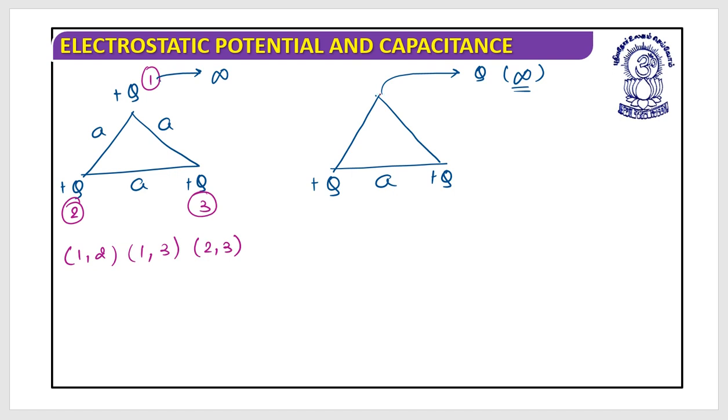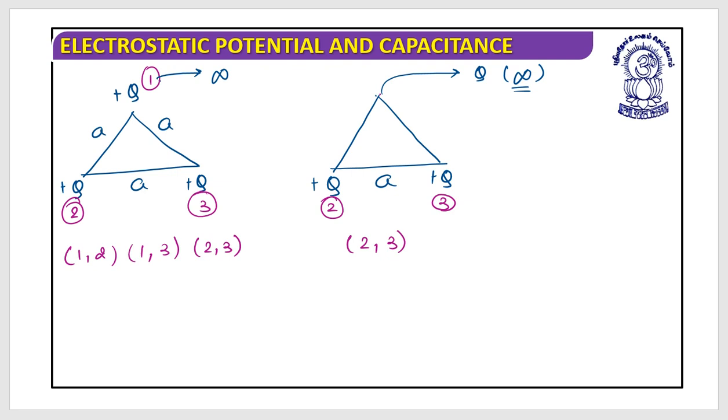It's a first, but here no charges are there, so let's give them the same numbers, 2 and 3. If I make a pair of this, it's 2 comma 3 alone. So what should I do?